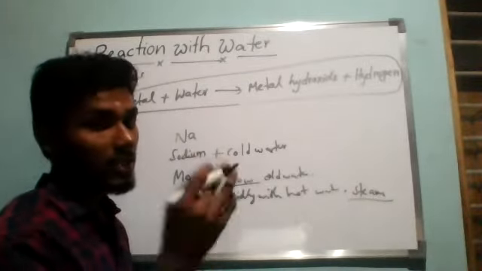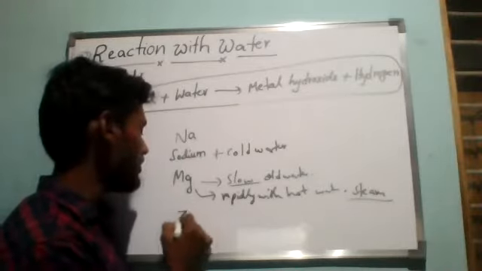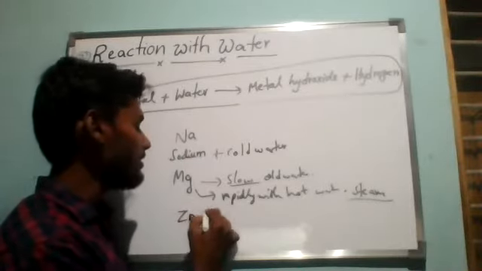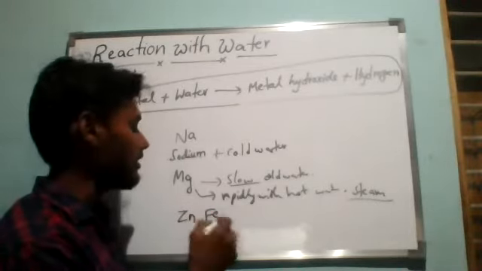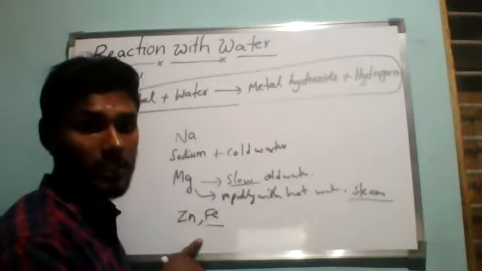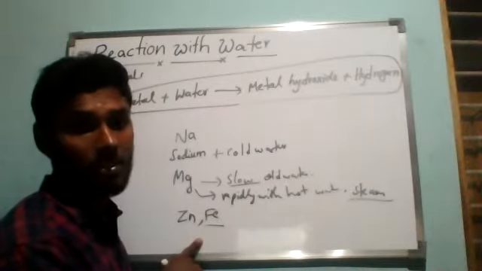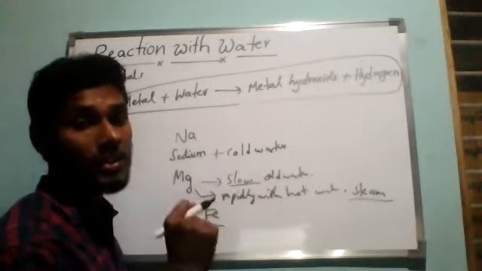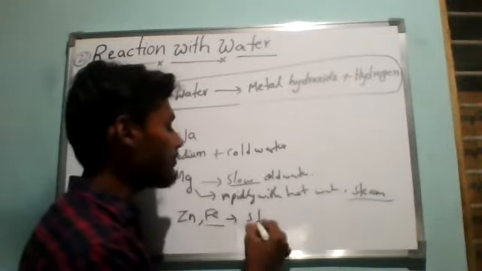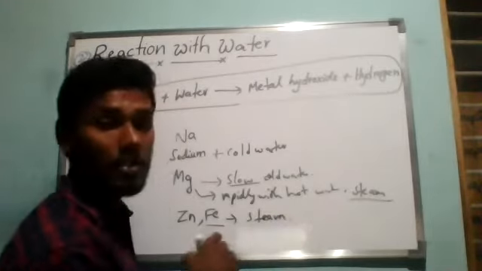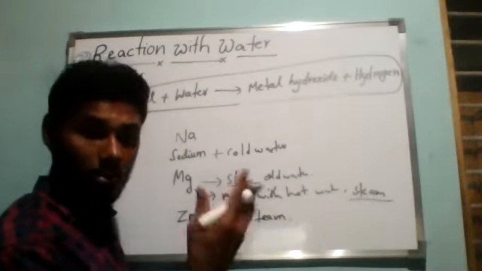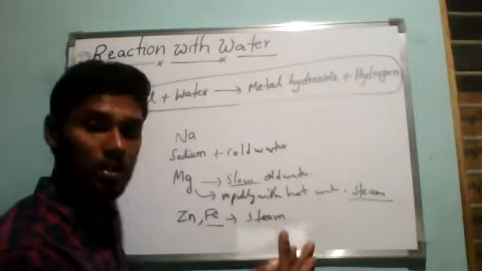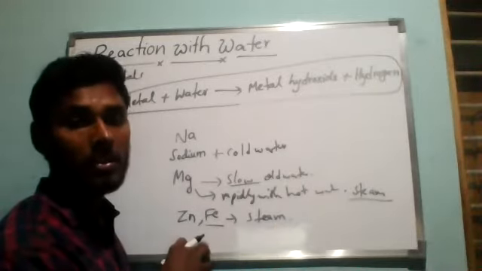So the metals like zinc and iron. Zn is zinc, and iron is Fe, which is from the Latin word ferrous. If you take iron and zinc, they are much less reactive. They react slowly, even with steam. Not with cold water, very slowly; with hot water also slowly; and even with steam they will react very slowly.